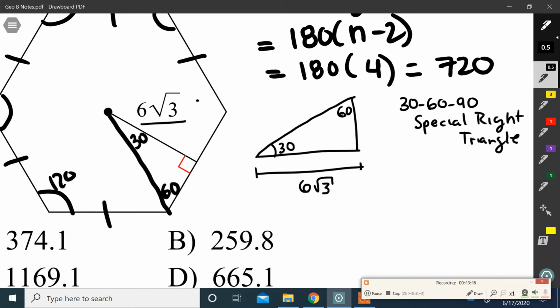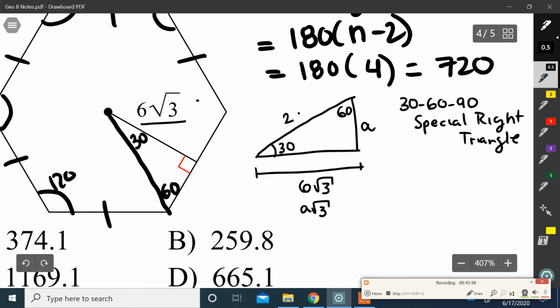In a special right triangle, this will be a square root of 3. This will be a, and this will be 2a. Okay, that means that the a in this case is actually 6. So this right here will be 6. So that means that this right here is 6, which means that the whole thing times 2 will be 12.